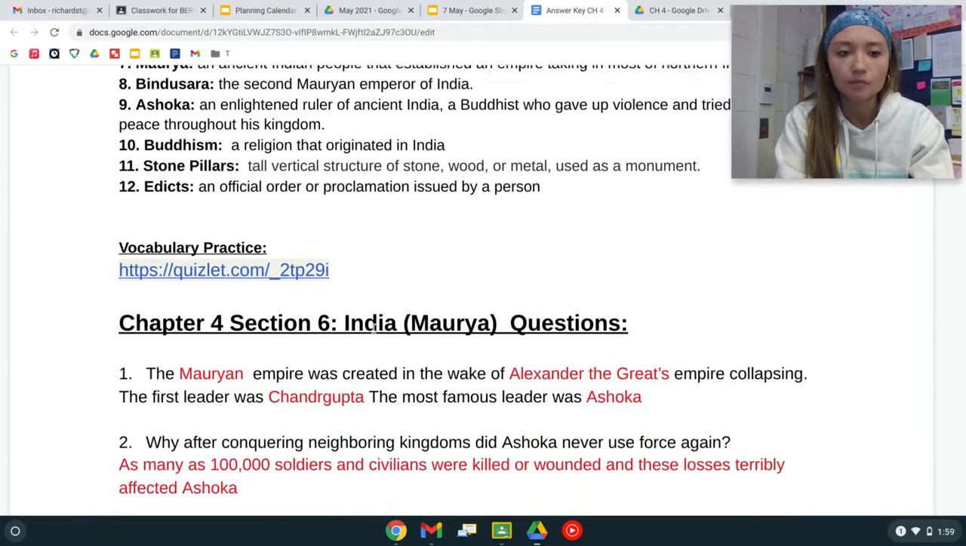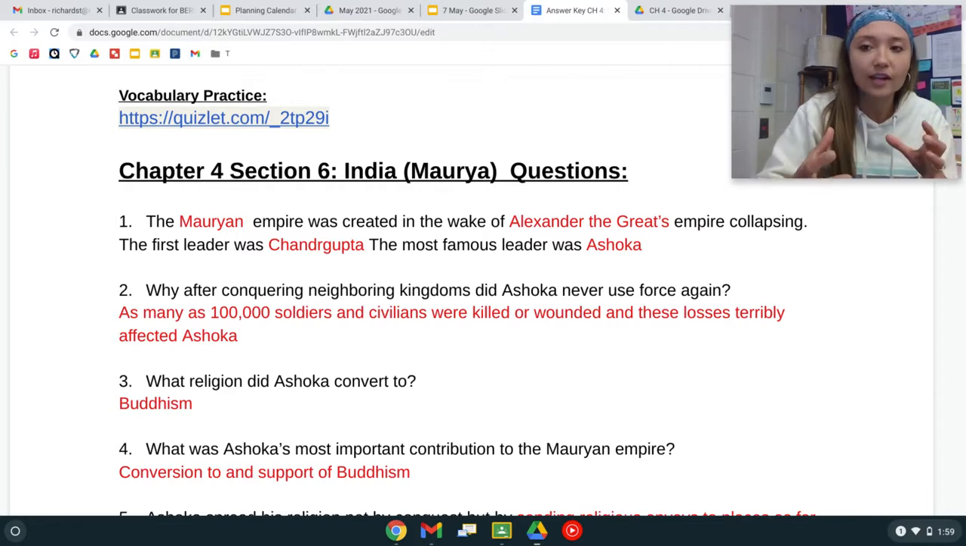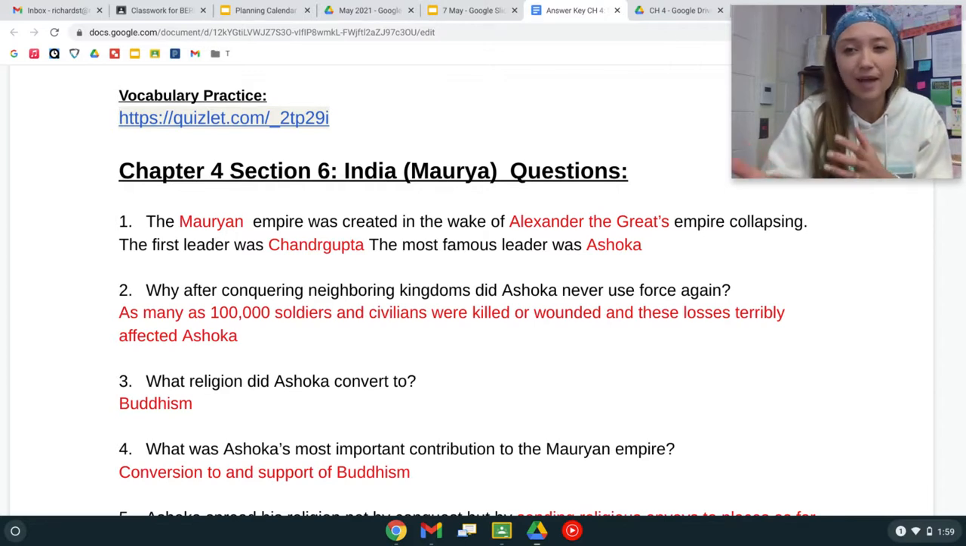Number 1, this was fill in the blank. The Mauryan Empire was created in the wake of Alexander the Great's empire collapsing. The first leader was Chandragupta. The most famous leader was Ashoka. I know these names are tricky, so do your best. But it is important that you remember that Alexander the Great's empire collapsed, and that is how the Mauryan Empire was really founded and created, because Chandragupta then took over the areas that Alexander the Great kind of left behind in a mess.